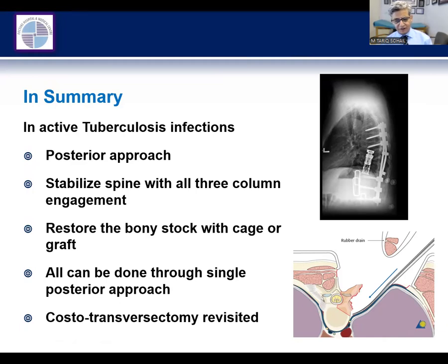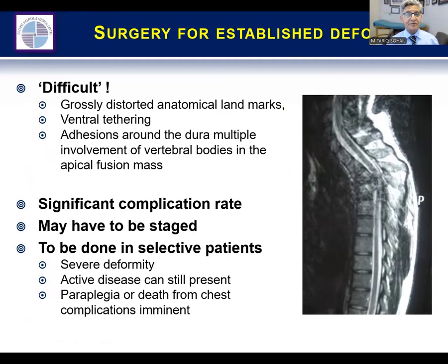One can go anteriorly and remove all the debris, all the dying and necrotic tissue, and you can put a bone graft or cage from the same costotransversectomy incision. I think a single approach can be carried out.